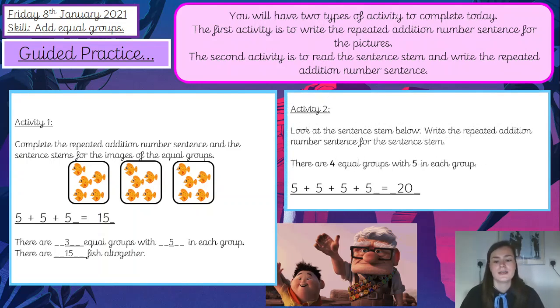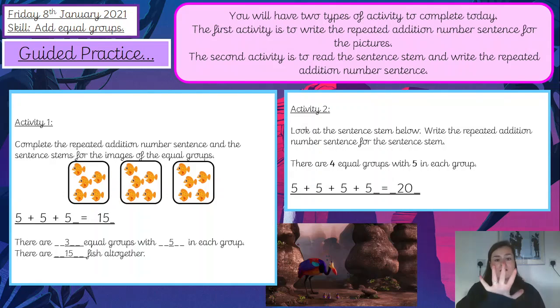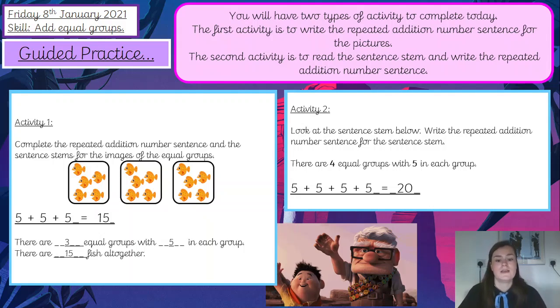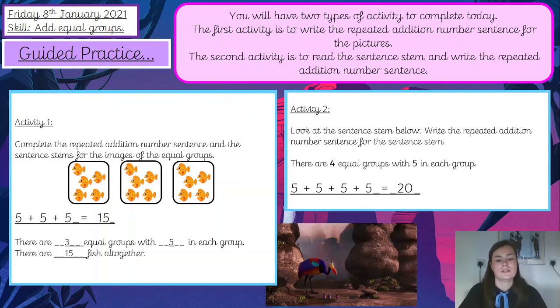Okay, so hopefully you have written 5 add 5 equals 20. So there are 4 equal groups. So you're going to need to write the number down 1, 2, 3, 4 times. And we know that in these 4 groups, there are 5 objects or 5 items, for example, 5 cupcakes. So that's why we need to write the number 5 down 4 times. Okay, so hopefully you have seen that and you have written the same as me, and you've got 5 add 5 add 5 add 5 equals 20.